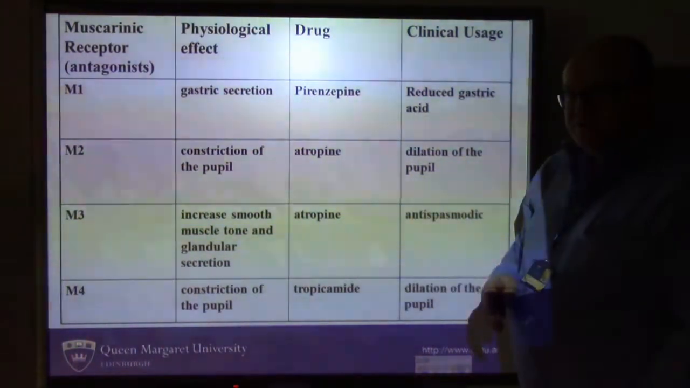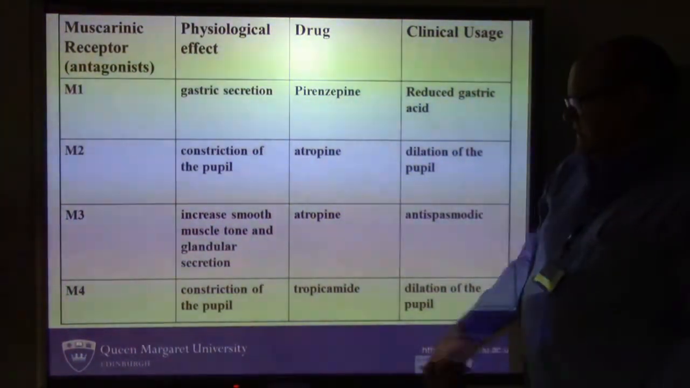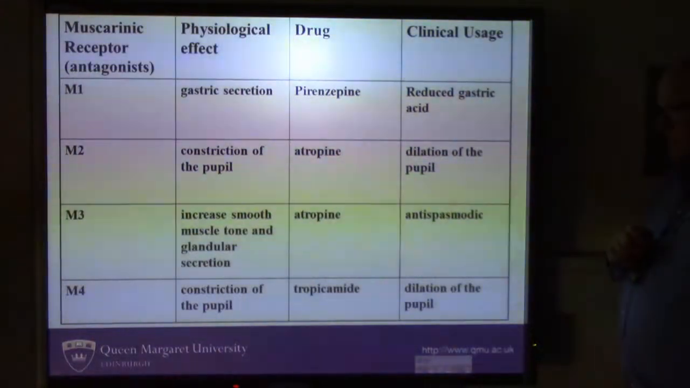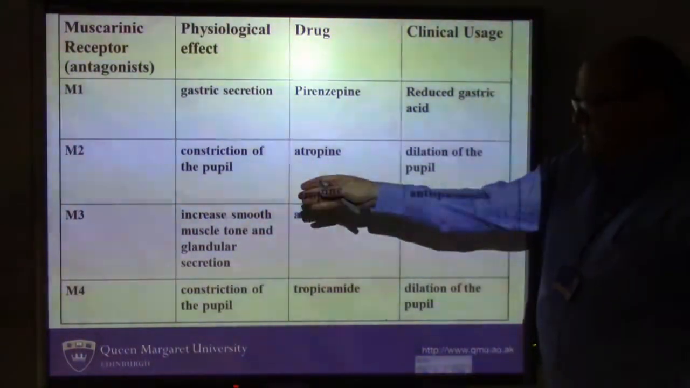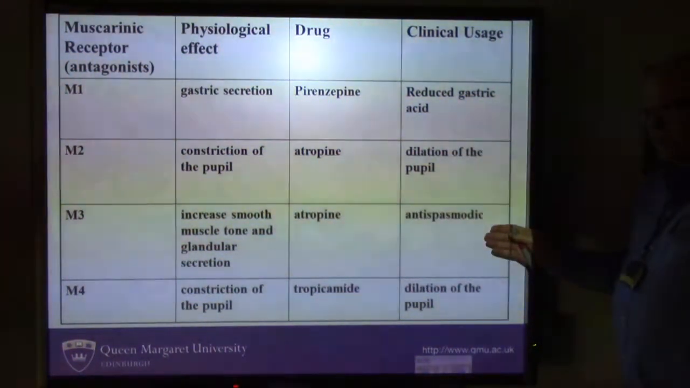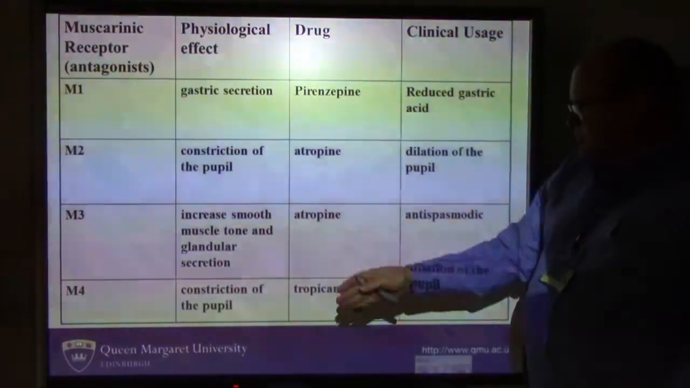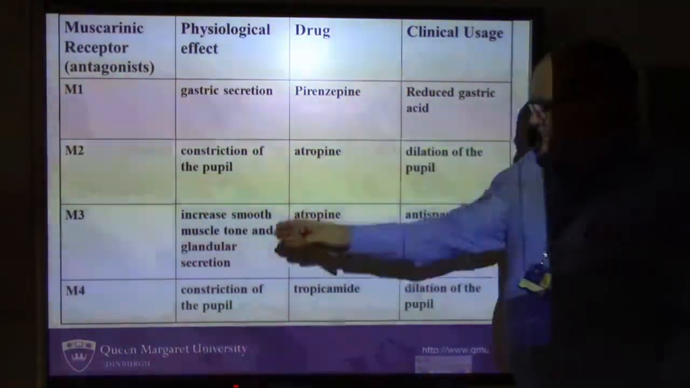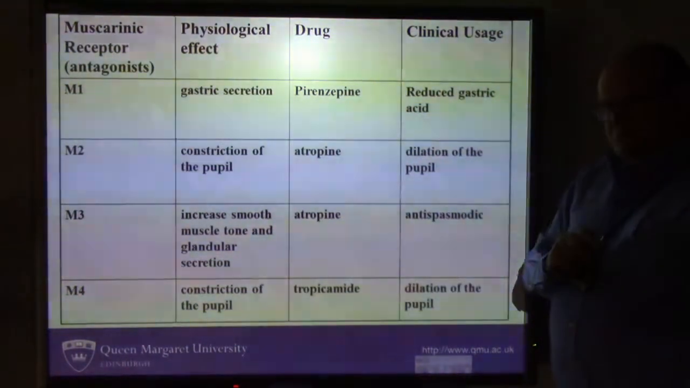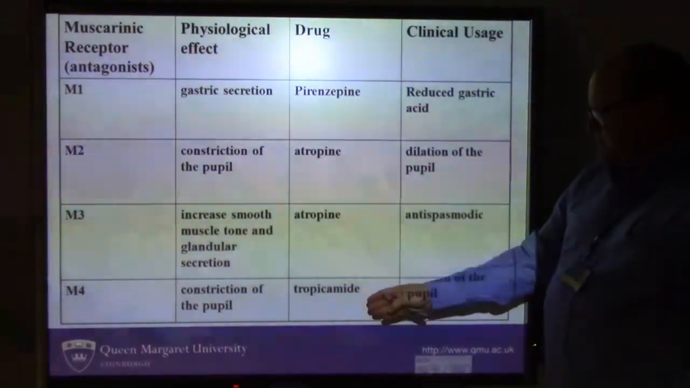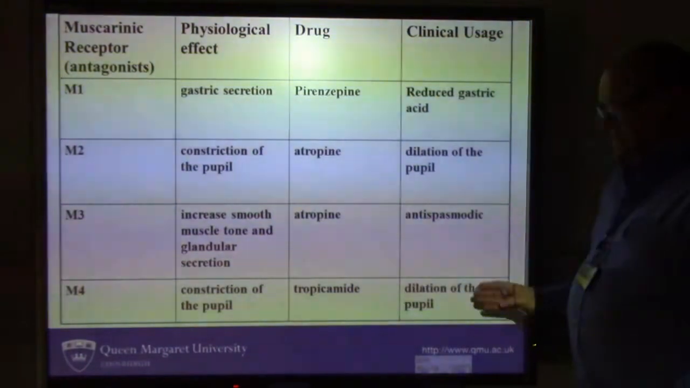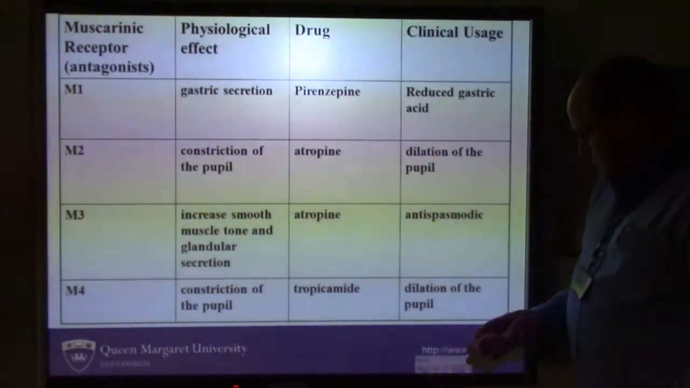M3, when acetylcholine works on M3 itself, it increases smooth muscle tone. If you block it, that can become an antispasmodic agent. And again, M4 is a bit like the M2. M4 causes constriction of the pupil. If you block M4 with tropicamide, you will get dilatation of the pupil.